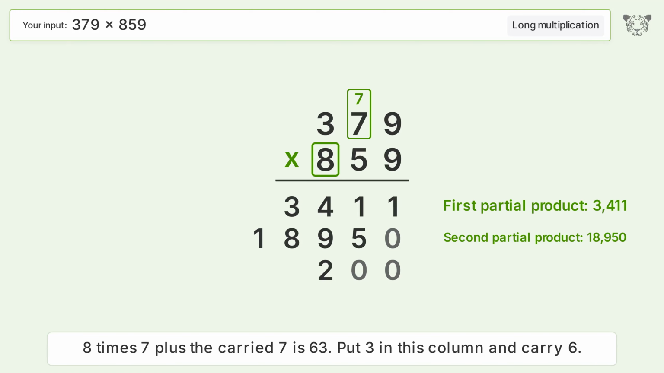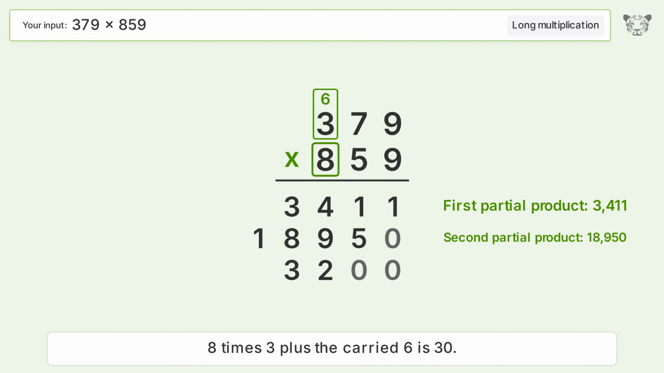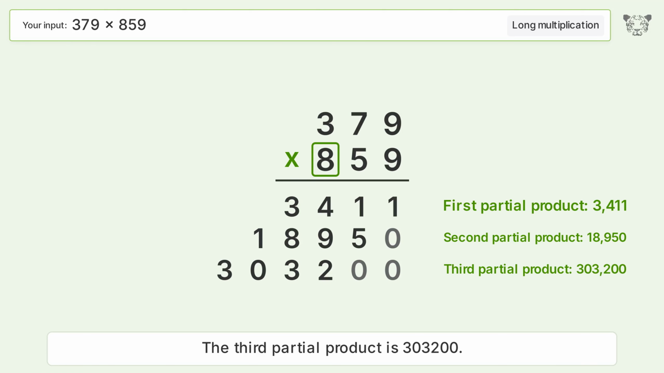8 times 7 plus the carried 7 is 63. Put 3 in this column and carry 6. 8 times 3 plus the carried 6 is 30. The third partial product is 303,200.